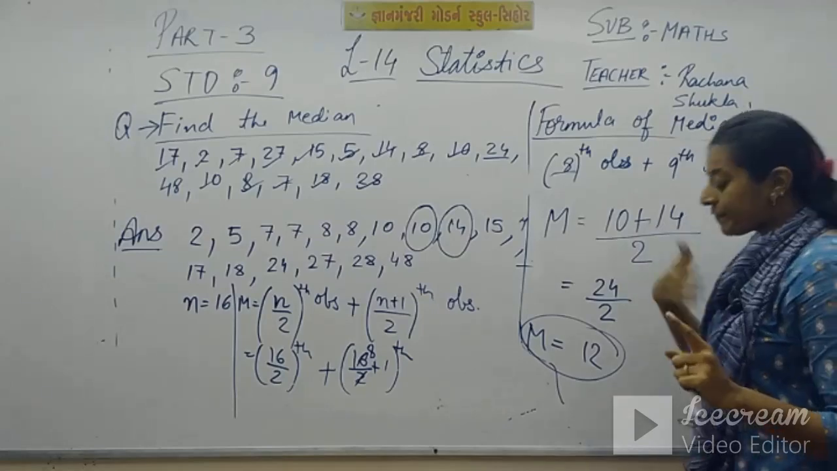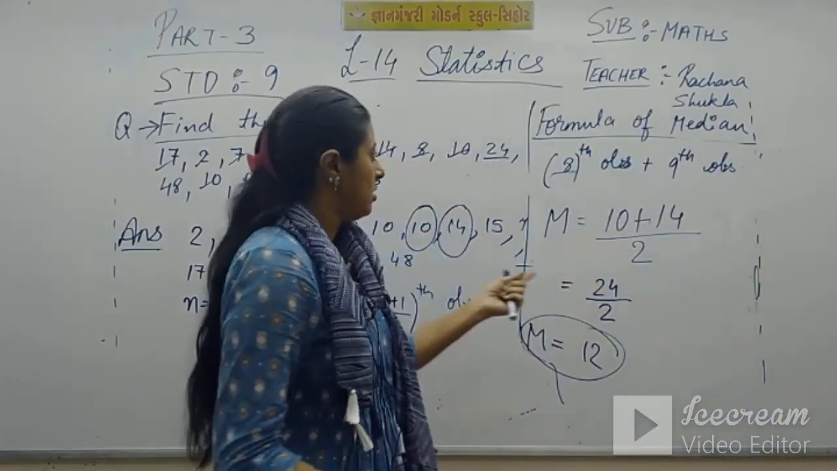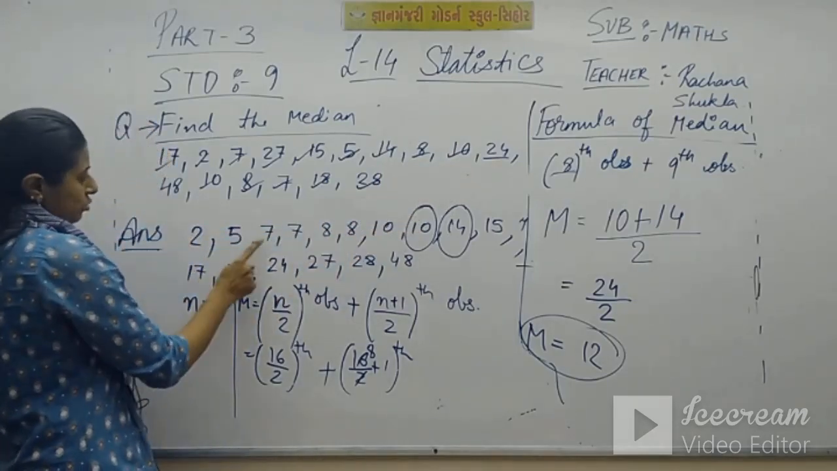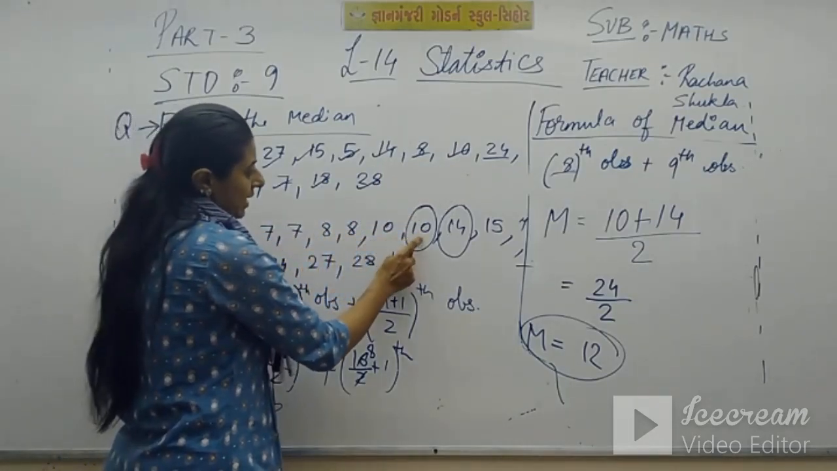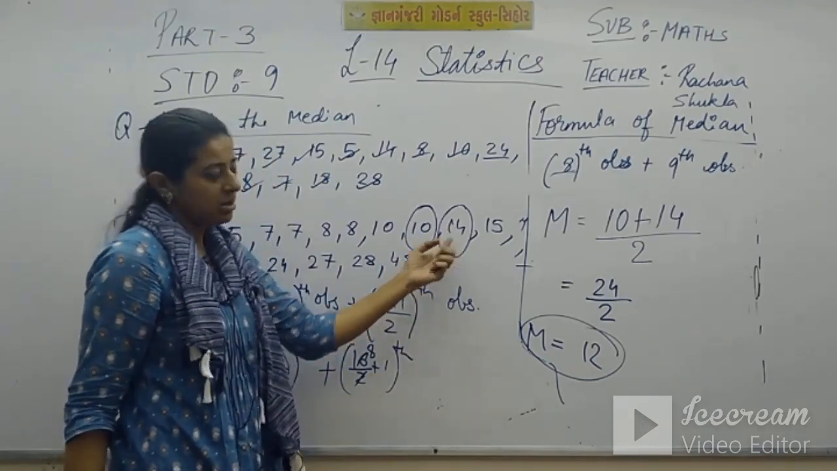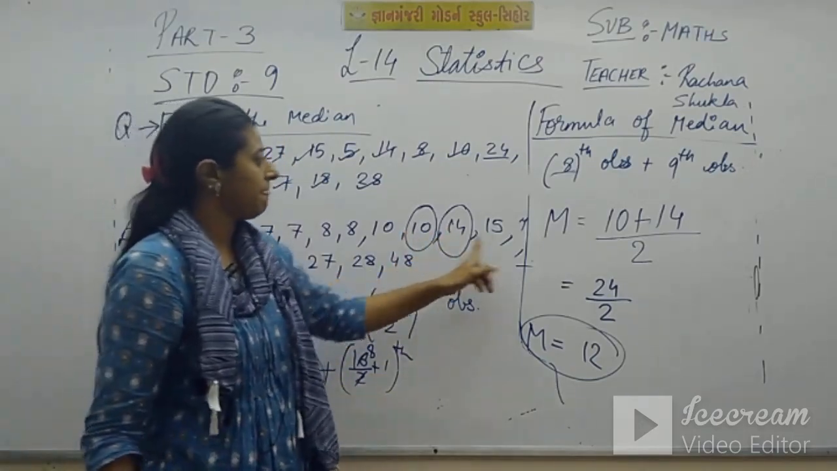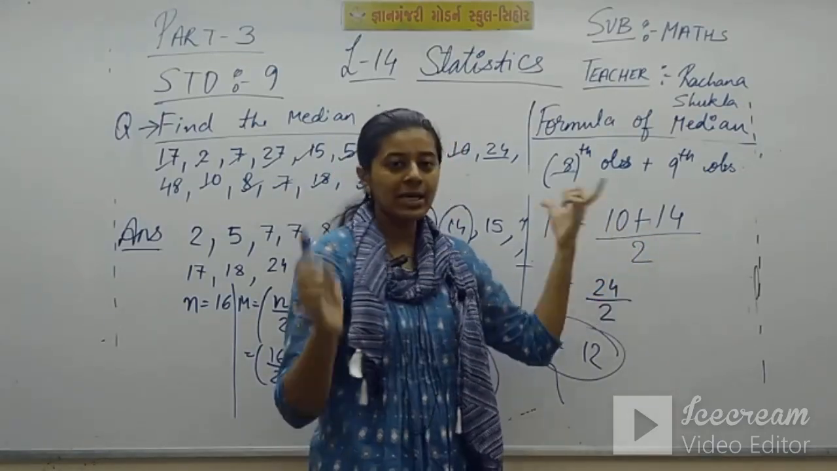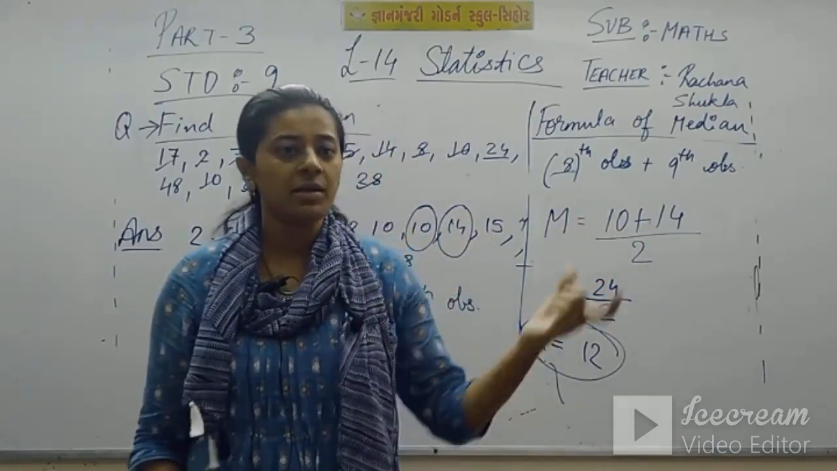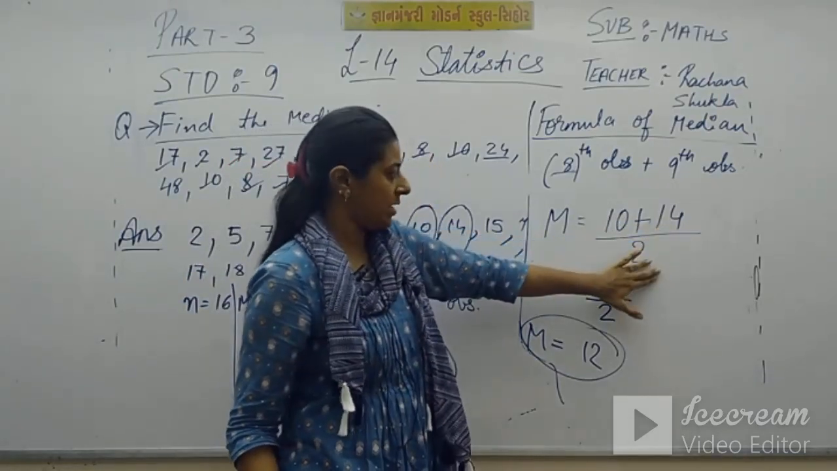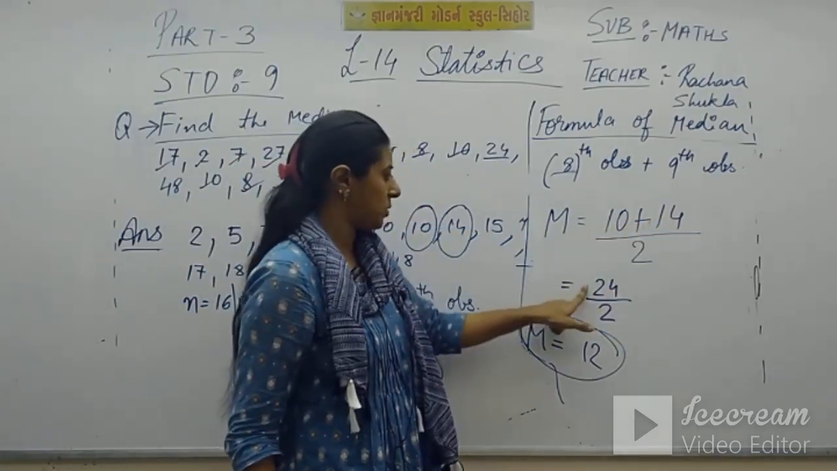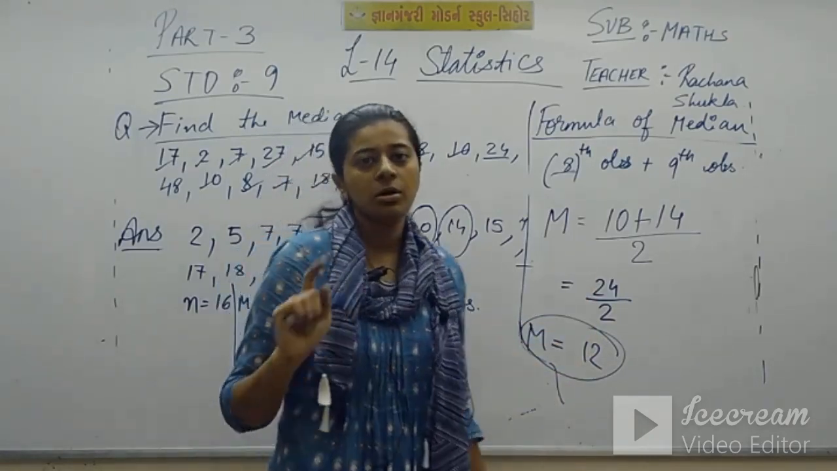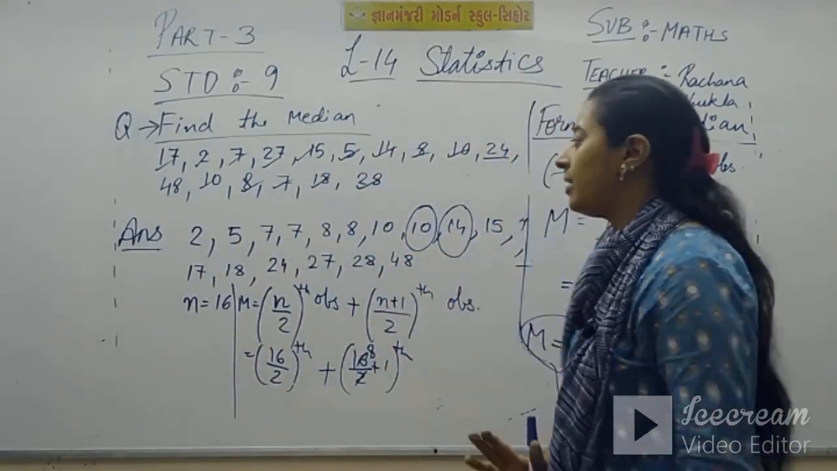Clear? After that, in the data we will look for the 8th and 9th observations. 1, 2, 3, 4, 5, 6, 7, 8 and the 9th observation, that is 10 and 14. Divide by 2. At the end you have to divide the sum of both numbers by 2. 10 plus 14 is 24. Divided by 2 is 12. So the median of this data is 12.